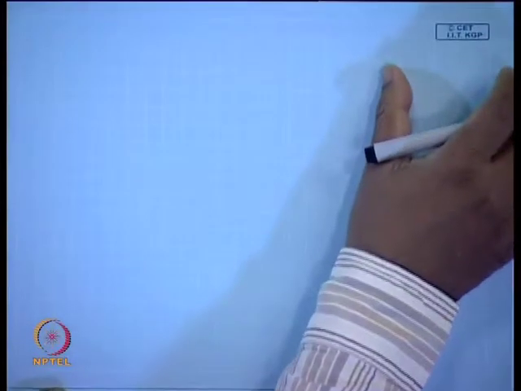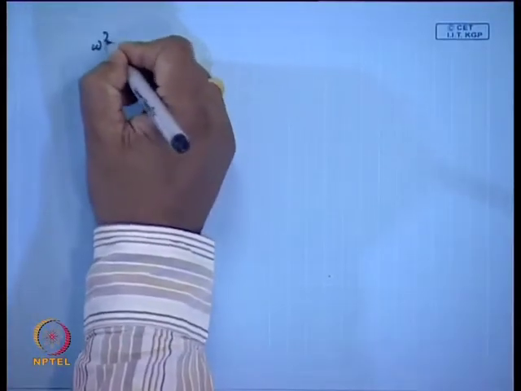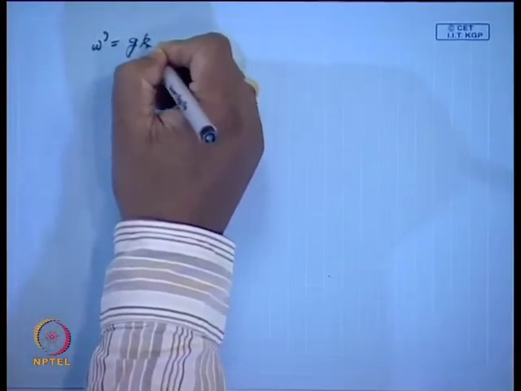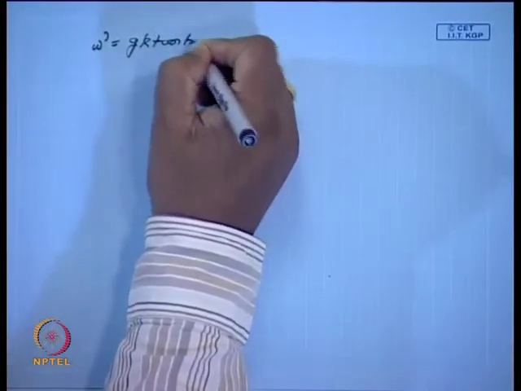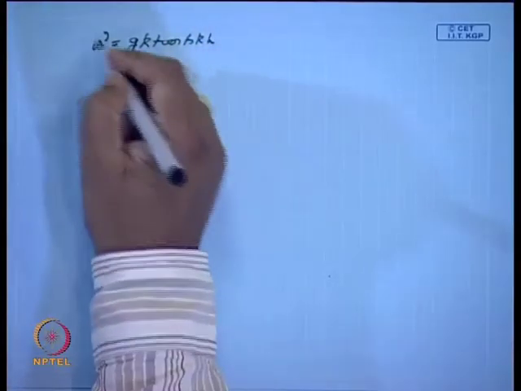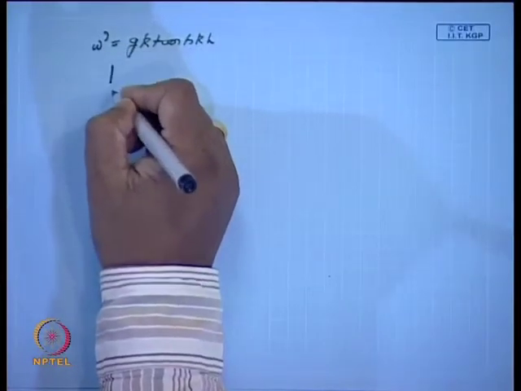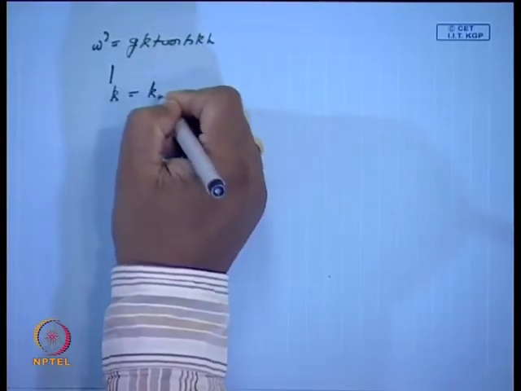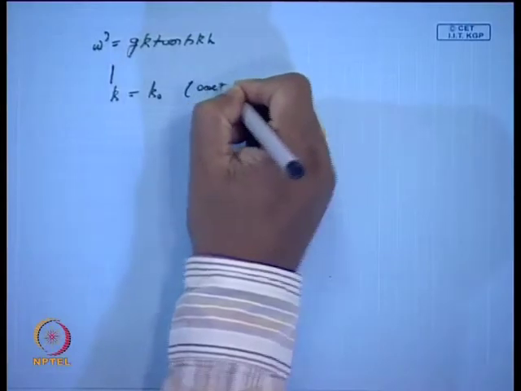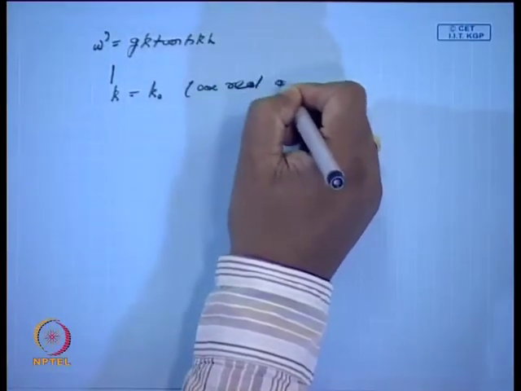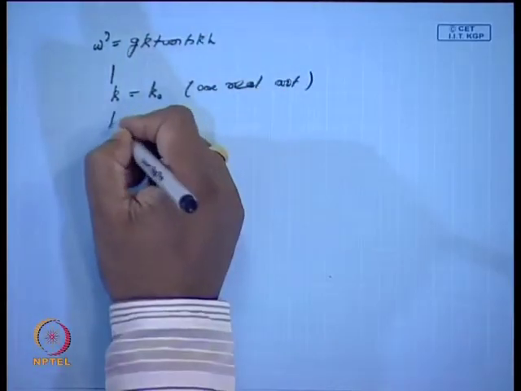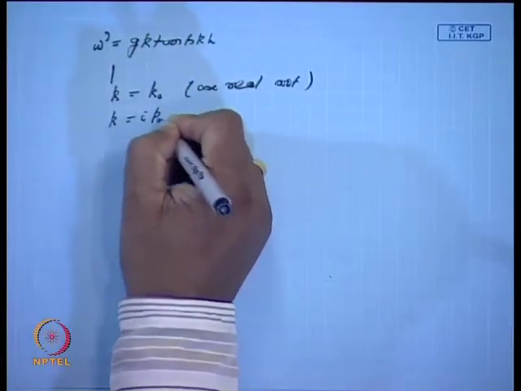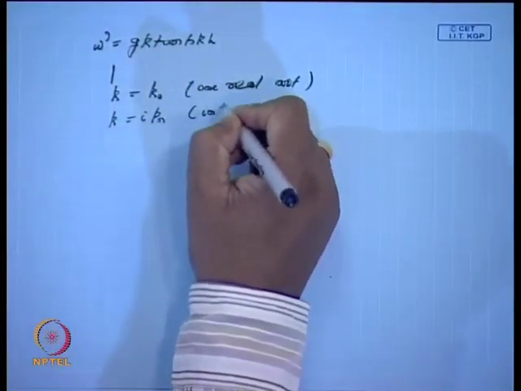So, in the process, what I get is that my dispersion relation omega square is equal to g k tanh k h has k is equal to k naught as one real root, and k is equal to i p n as infinitely many complex roots.